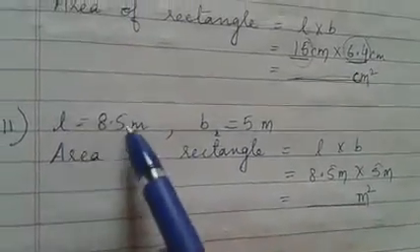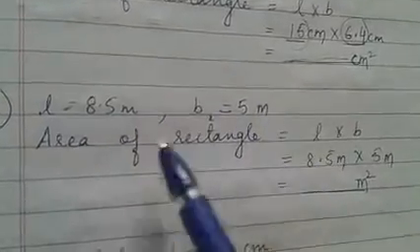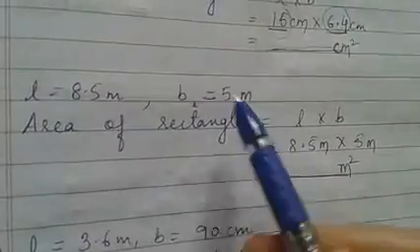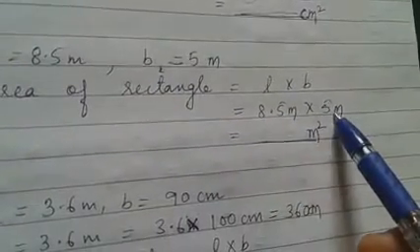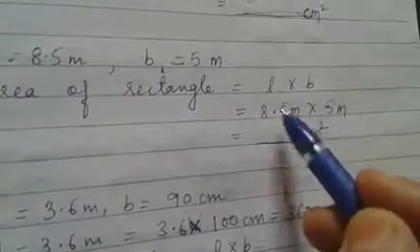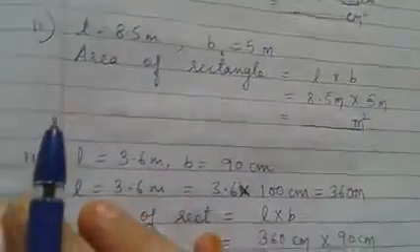Next, length is 8.5 meter, breadth is 5.5 meter. Both are meters, so no issues. So area of rectangle is length into breadth, 8.5 meter into 5.5 meter. Multiply 8.5 into 5.5, get the answer, and the unit will be m square.